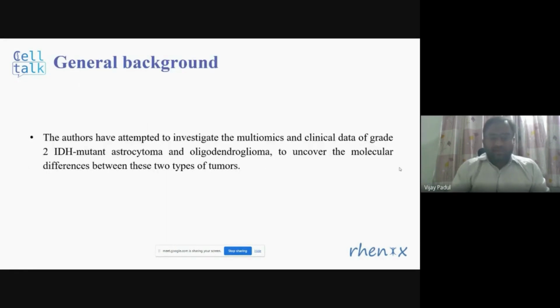A general background about this paper. Here the authors have attempted to investigate, using a multi-omics approach and the clinical data of only grade 2 IDH mutant astrocytoma and oligodendroglioma histological subtypes, what the molecular differences are between these two histological subtypes of the tumors.